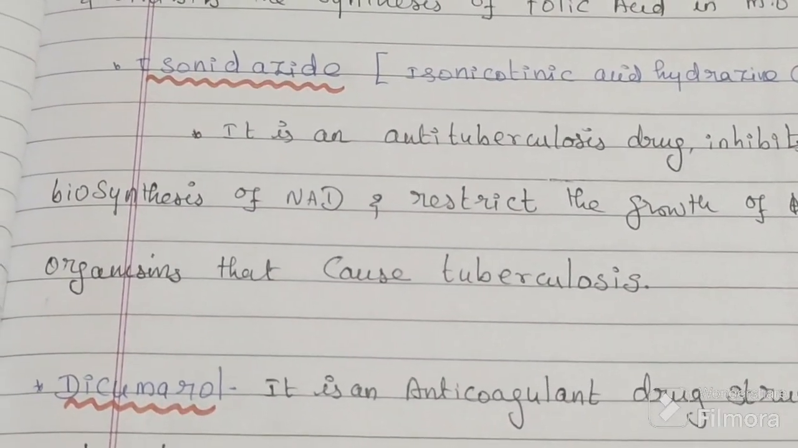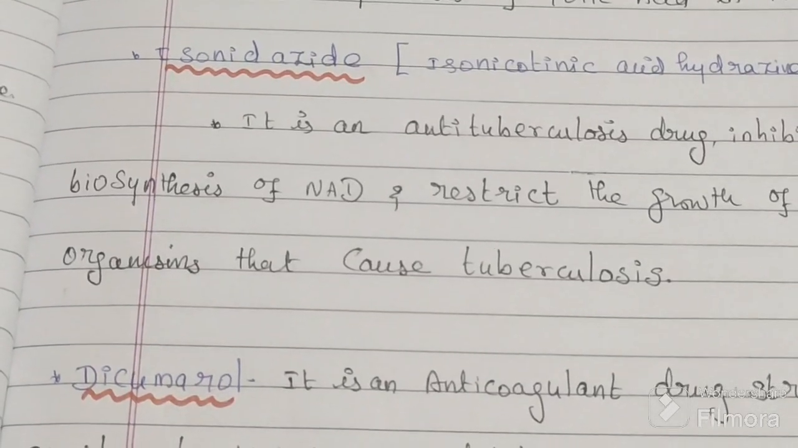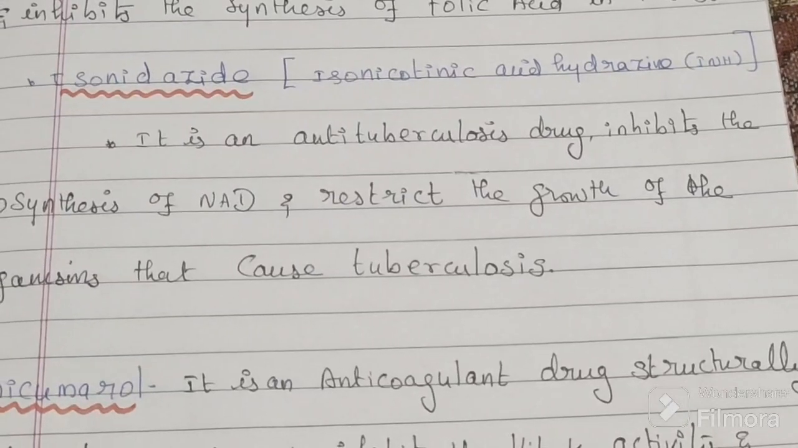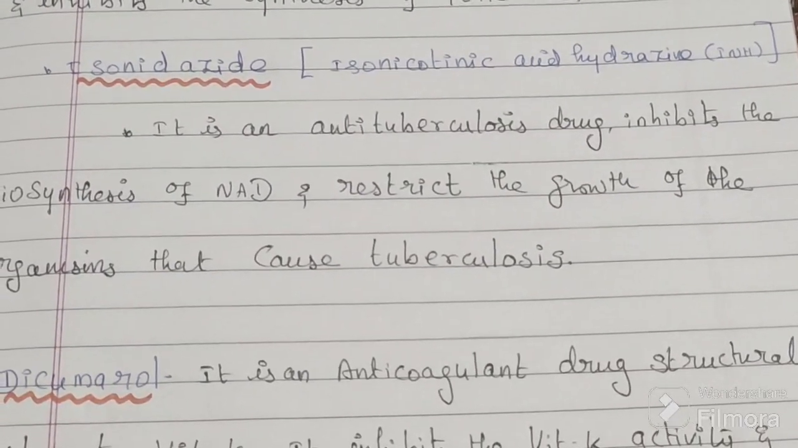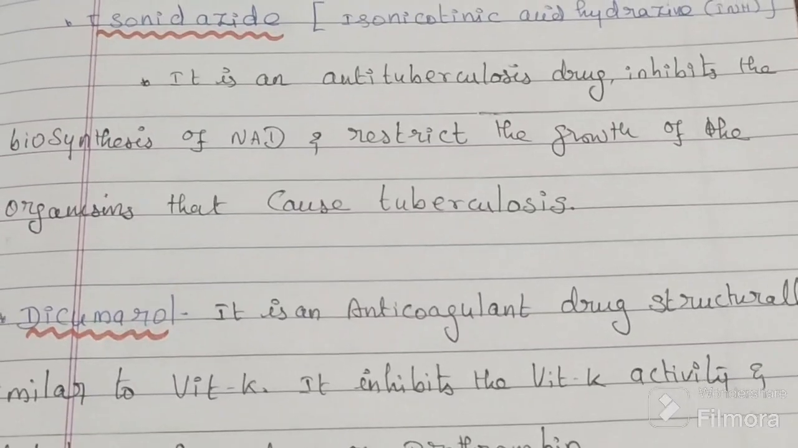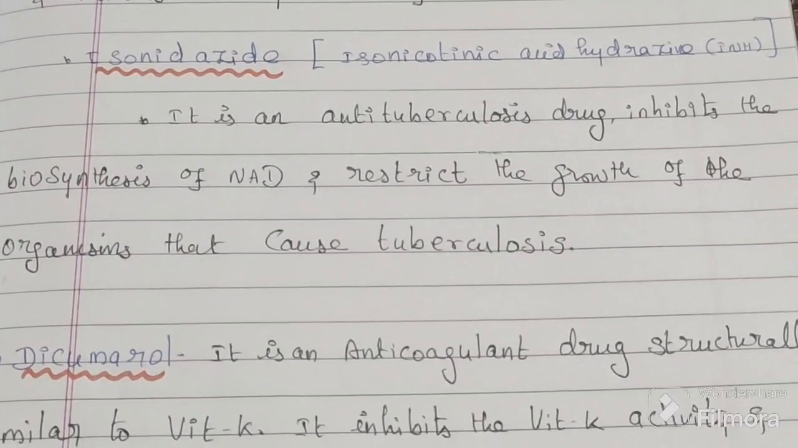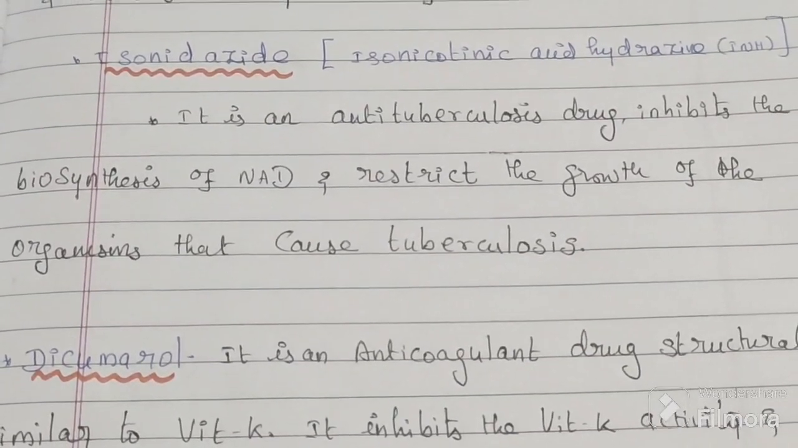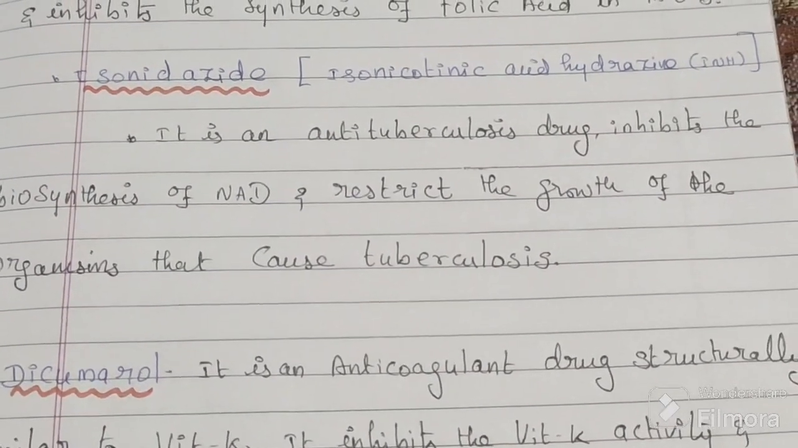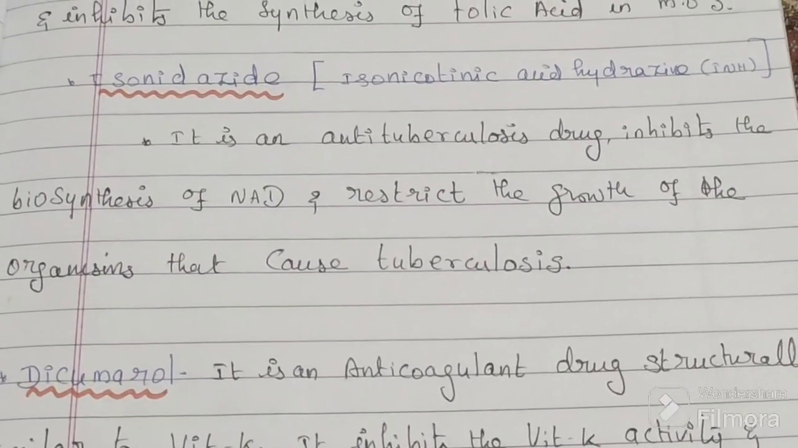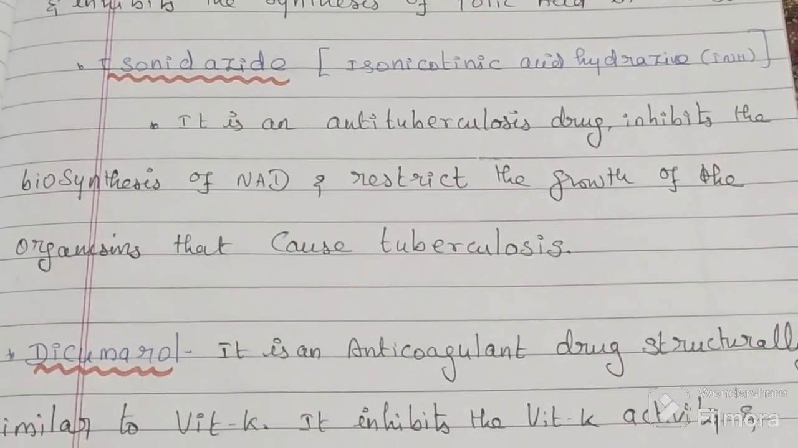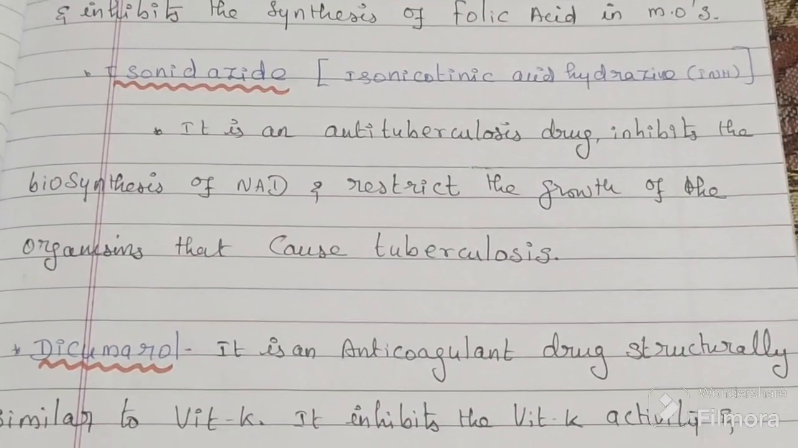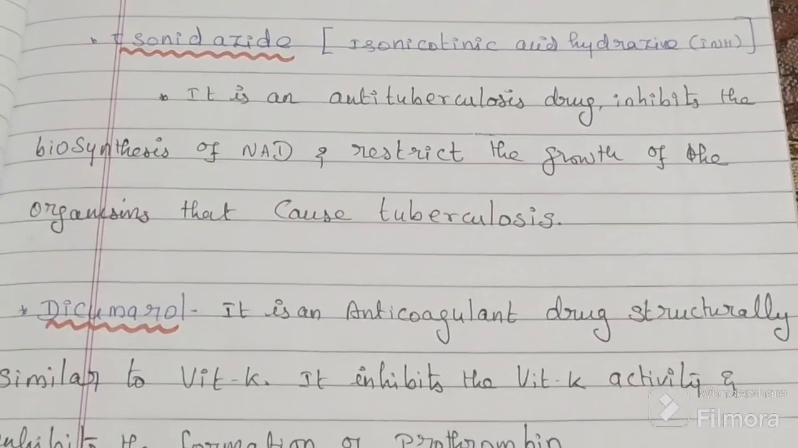Isoniazid is again an anti-tuberculosis drug. It inhibits the biosynthesis of NAD and restricts the growth of the organism that causes tuberculosis. Not only in the microorganism, but in humans also there is a synthesis of NAD from tryptophan, so it will inhibit that production also. So there is a huge competition between isoniazid and other substances towards the enzyme involved in the synthesis.